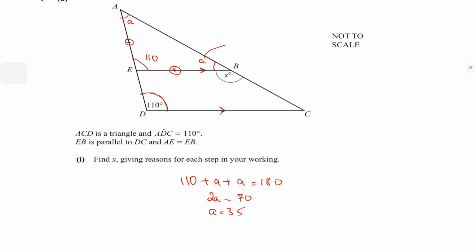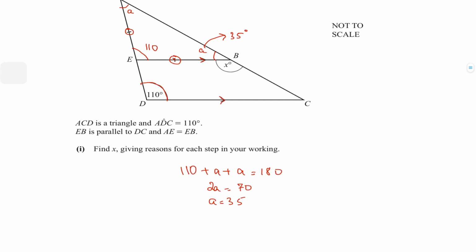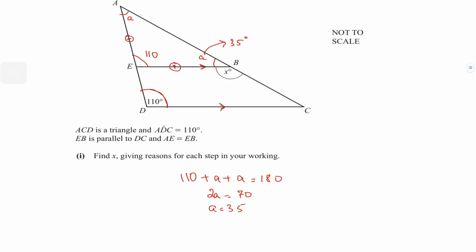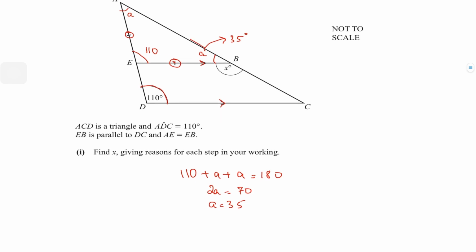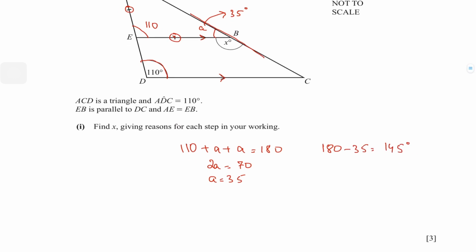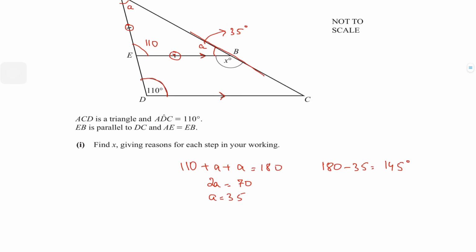Now why have I worked out the value of a, and how is this going to help me find the value of x? Well, since this is a straight line, if I want the value of x, I can simply subtract it from 180. So 180 minus 35 is going to give me 145. Now I've solved this, but remember the question categorically wants us to give reasons for each step in our working.